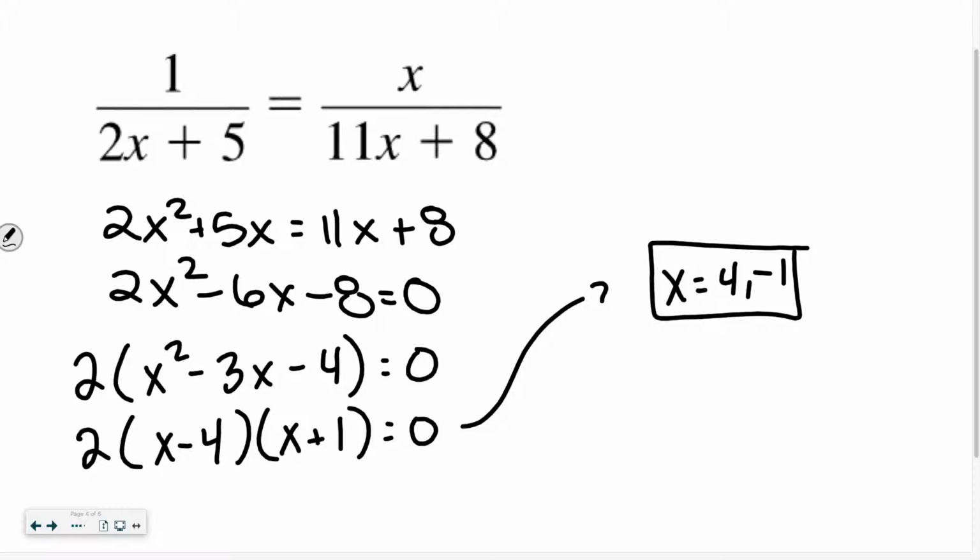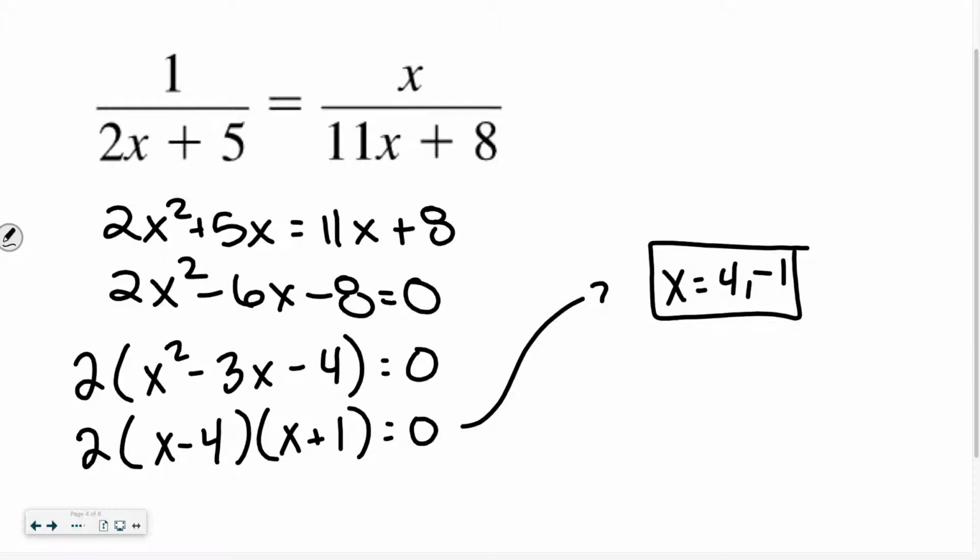Do both of those numbers work? Yes. Again, we haven't run into any extraneous solutions, but you should always be checking for extraneous solutions. Plug it back in. Basically, you just need to plug it into the denominator and verify that the denominator is not equal to 0.